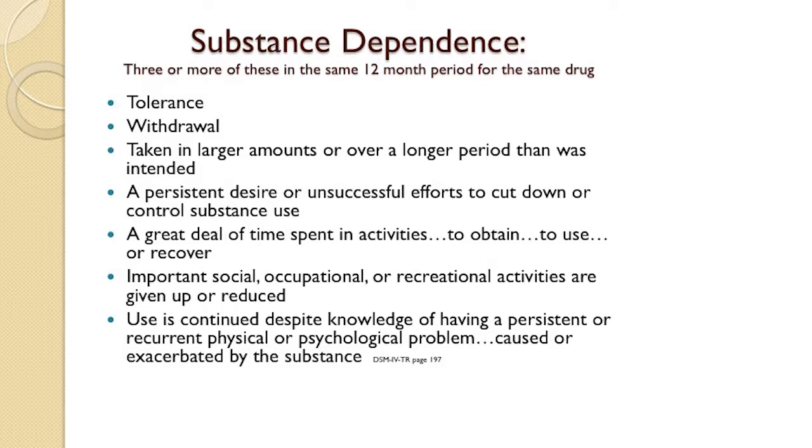Important social, occupational, recreational activities are given up or reduced. And the use is continued despite knowledge of having a persistent or recurrent physical or psychological problem caused or exacerbated by the substance. So you have someone that you know has a heart condition and is continuing to use an amphetamine or some type of stimulant, and they know that it's bad for them, but they continue to use it anyways.